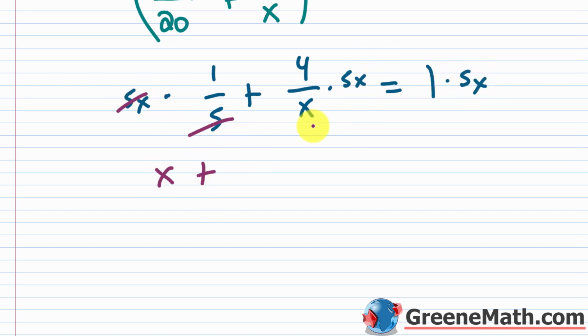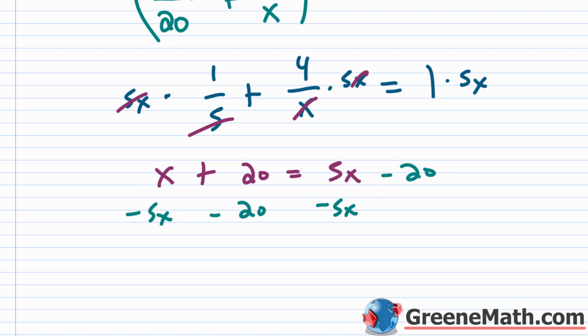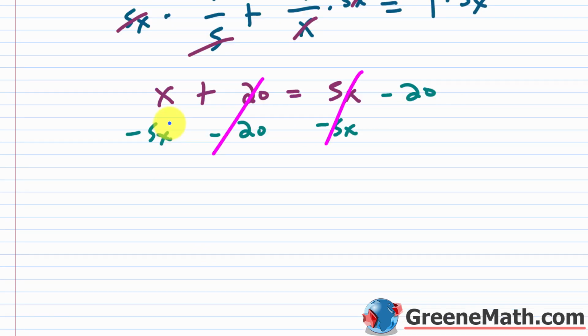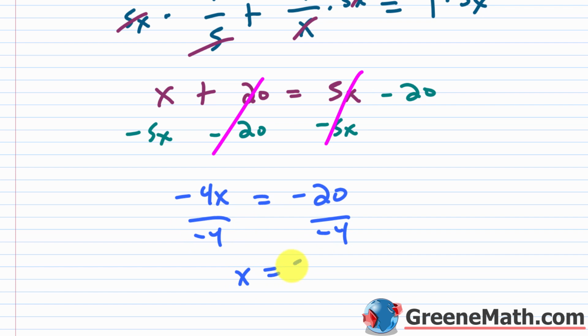You get x plus, this x is going to cancel with this x. You get 4 times 5 is going to be 20, and this equals 1 times 5x is 5x. So what we can do here is subtract 5x away from each side, and then subtract 20 away from each side. We will cancel this right here and cancel this right here. X minus 5x is negative 4x, and this equals negative 20. Let's divide both sides by negative 4, and we're going to get x is equal to 5.